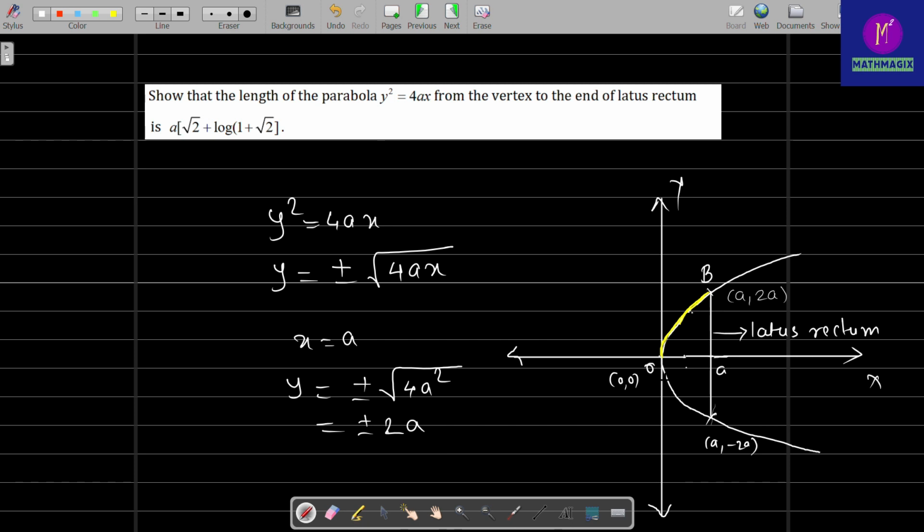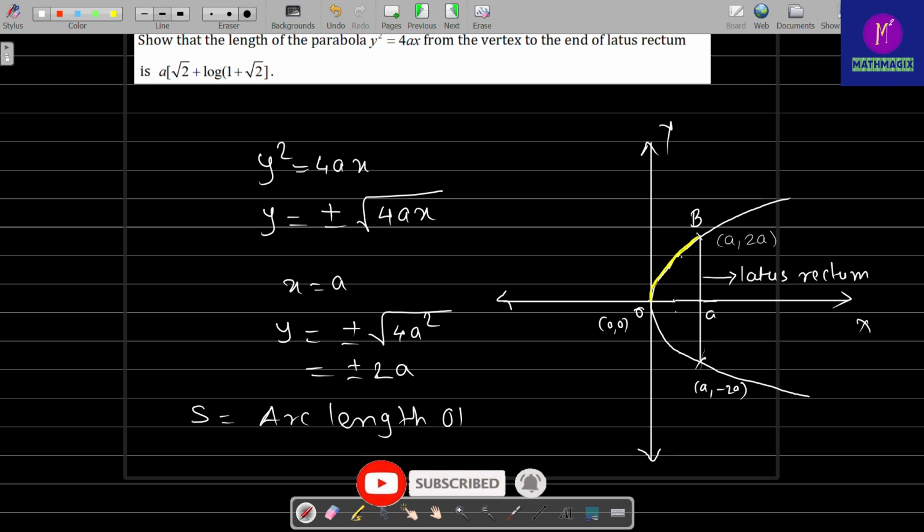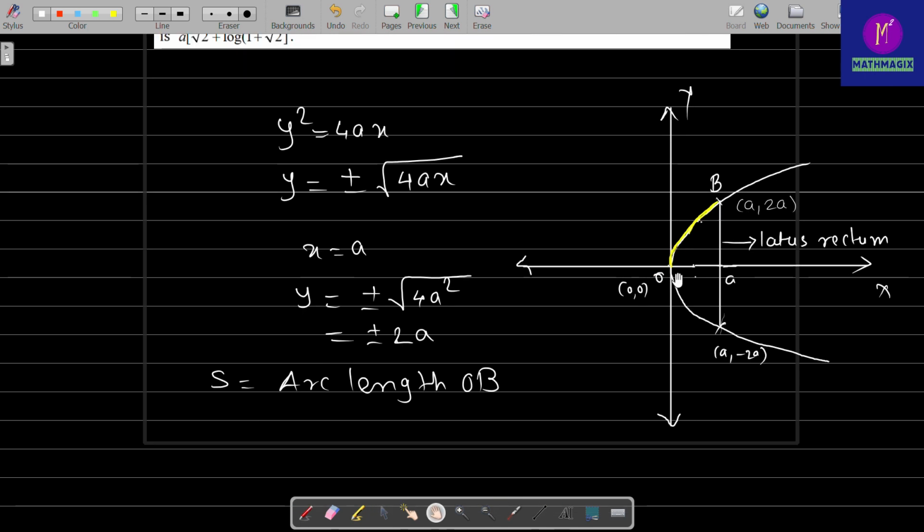So I want to find out in this case arc length OB. So clearly we need to find arc length OB. So S is nothing but arc length OB. In this case I want to find arc length OB, and also I know the end points (0, 0) and (a, 2a). So based on the earlier example, one can easily find out this arc length.